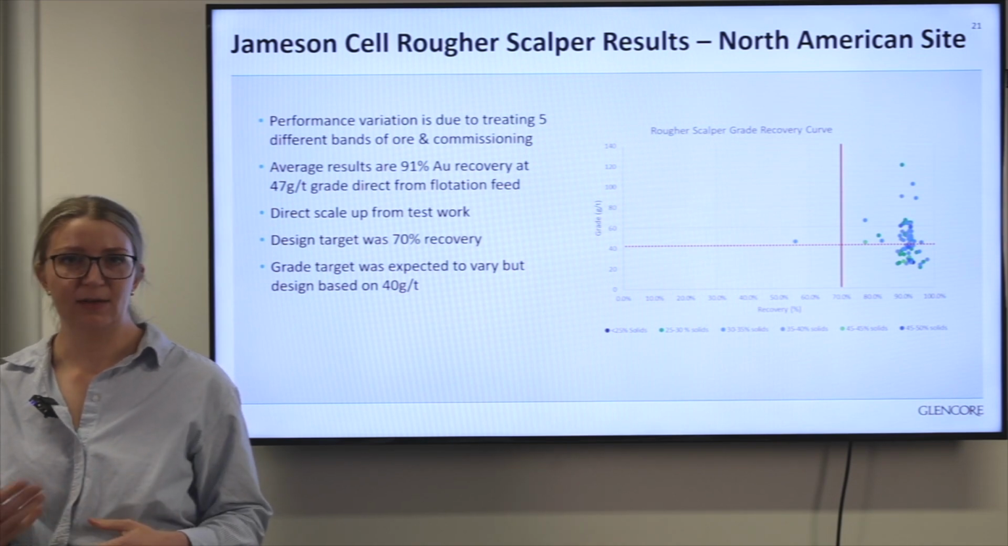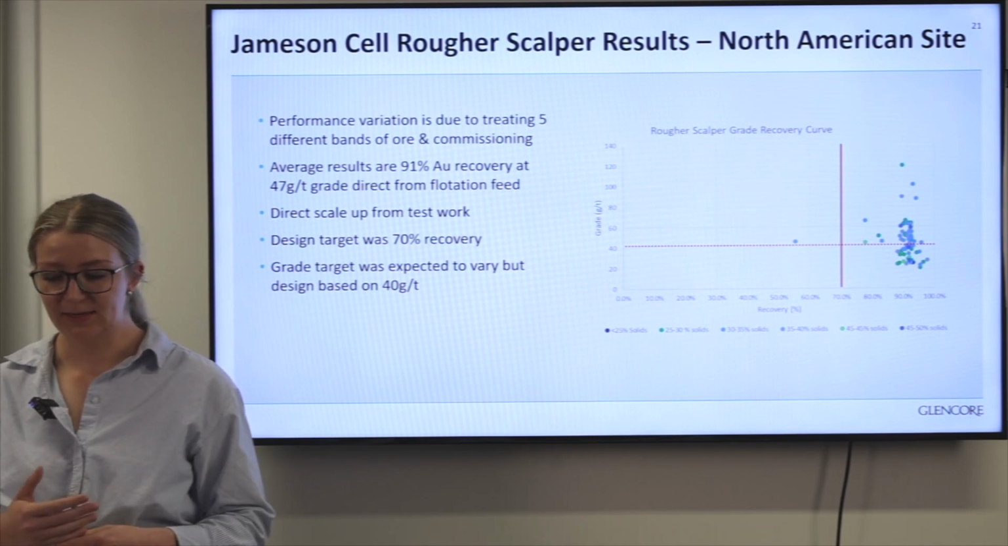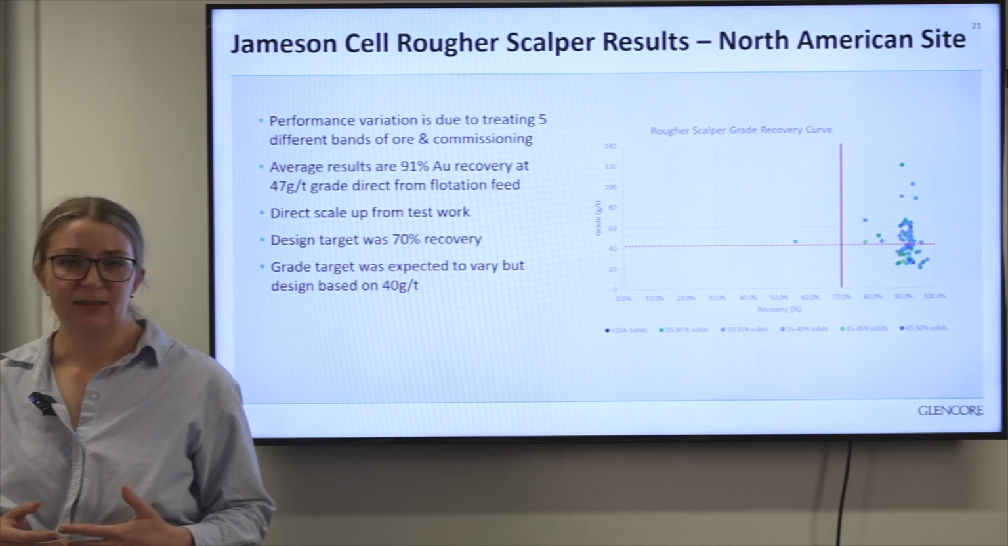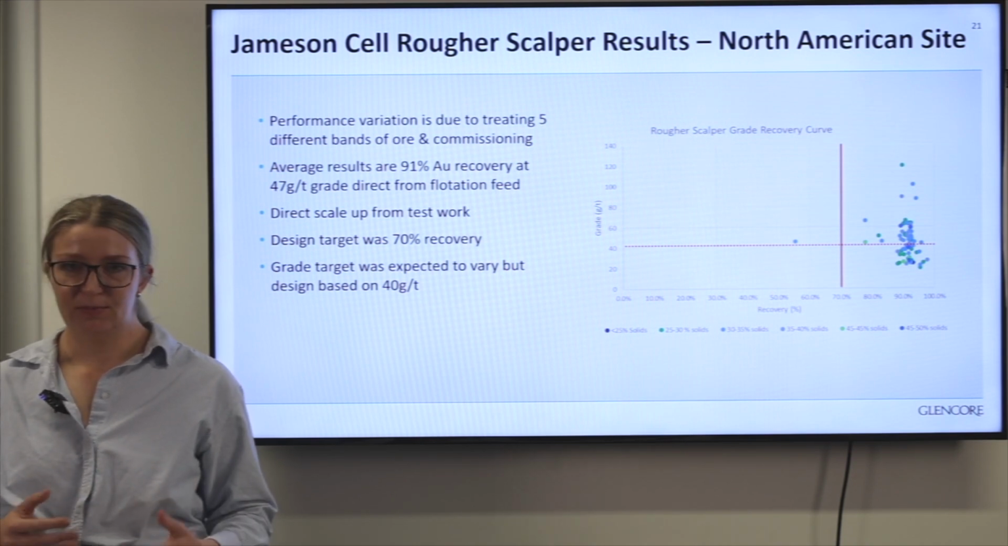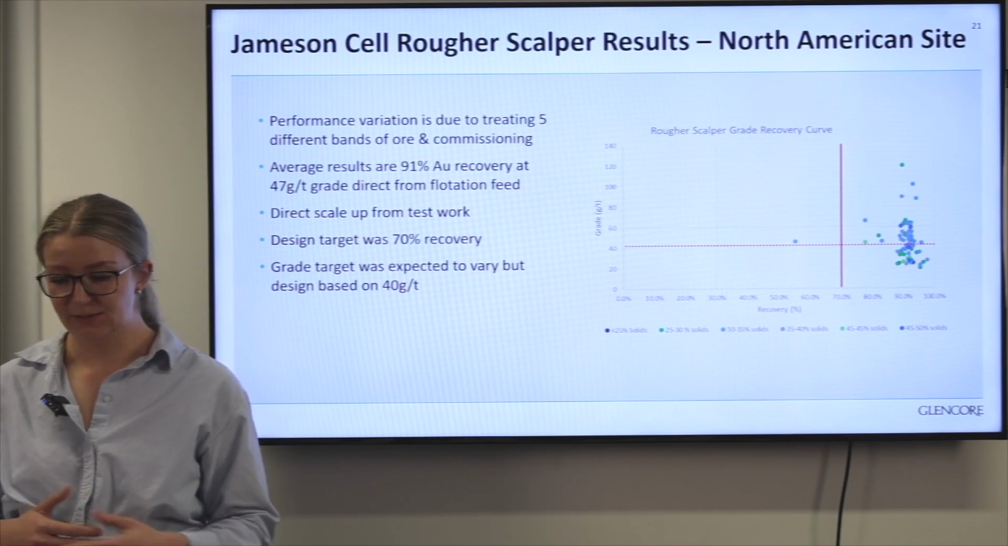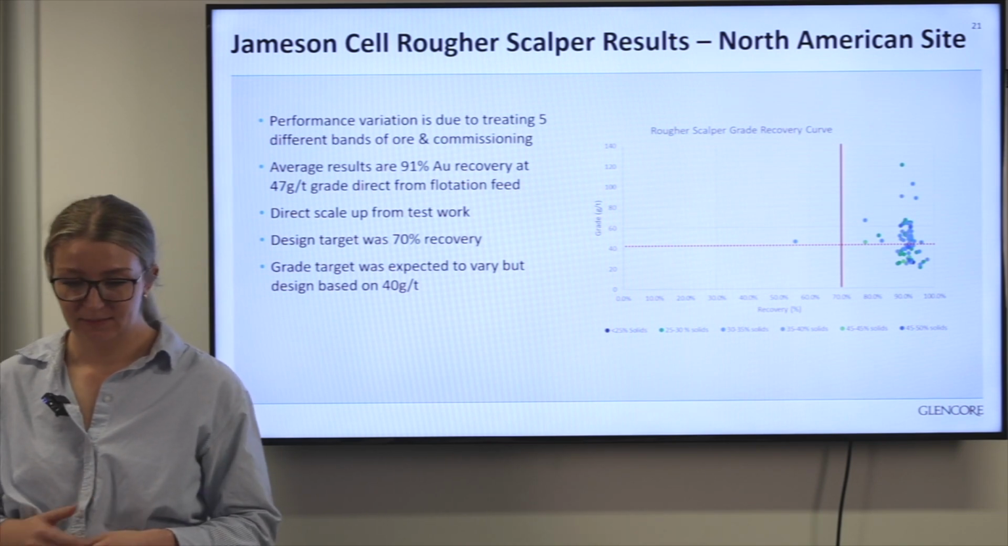This is considerably higher than what the design was initially set at, 70% recovery and 40 grams per tonne. So that means that they're able to produce the bulk of the final con from the Jameson cell and considerably reduce downstream processing requirements.